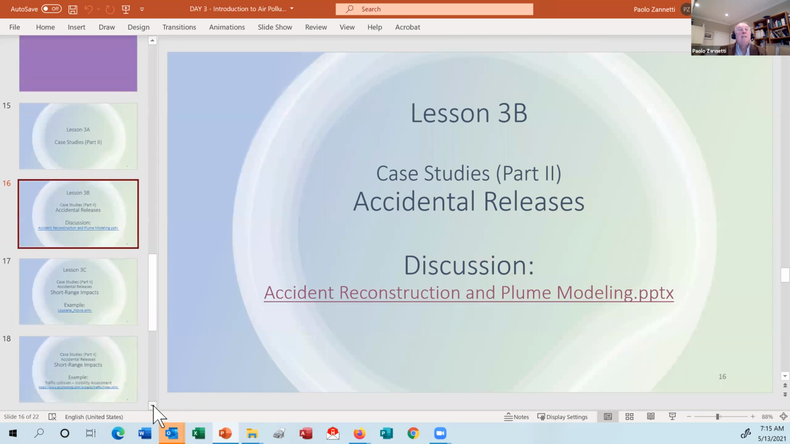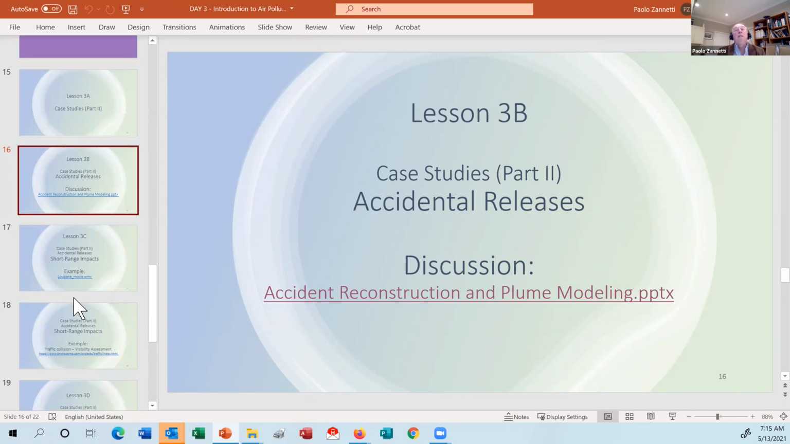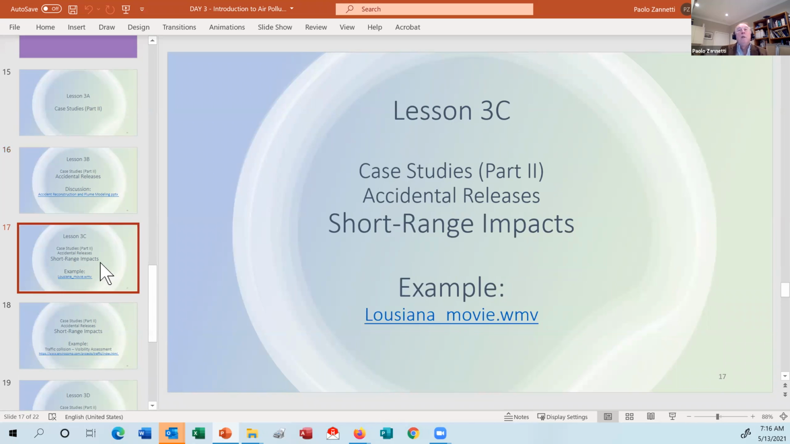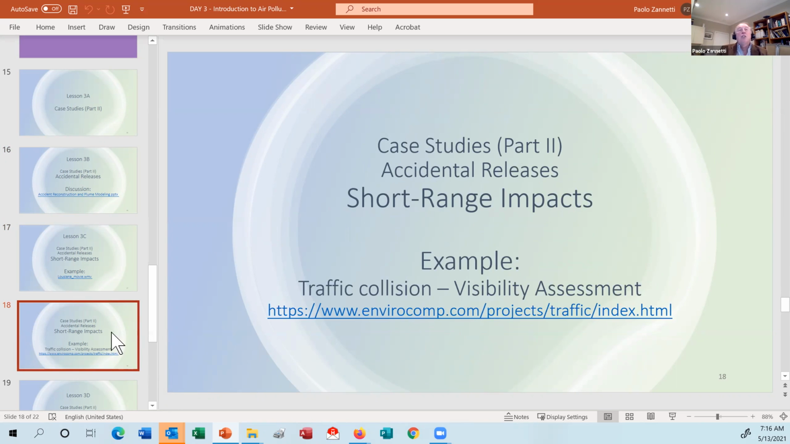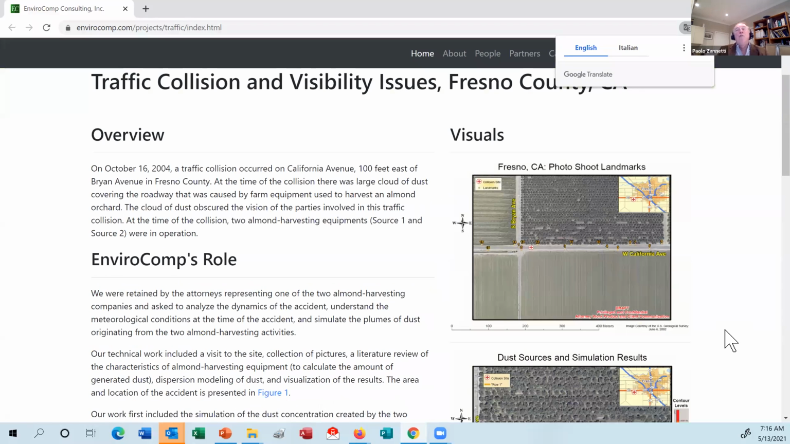A few more case studies now that I told you more about the accident and the plume reconstruction activities that I often do. I want to show you an example. I already did that. Short range impact. I already showed you this movie of the plume in Louisiana. Another short range impact that is quite interesting is this traffic collision case. This was a very unusual case. And I don't know if you will ever be required to study a case like that, but I think it is interesting to discuss it.